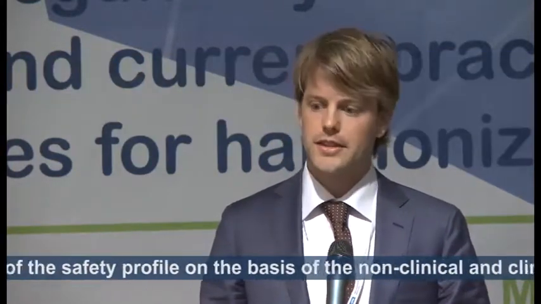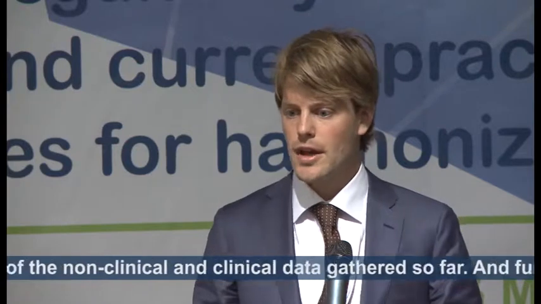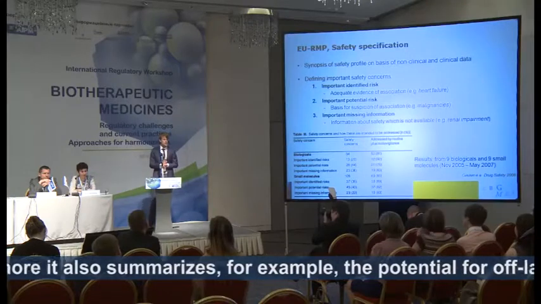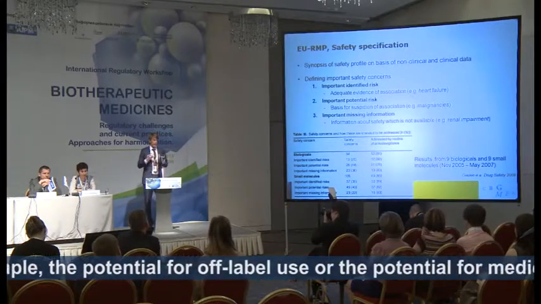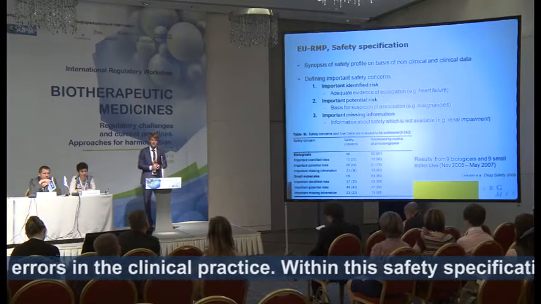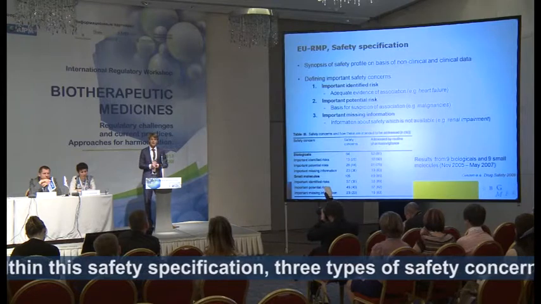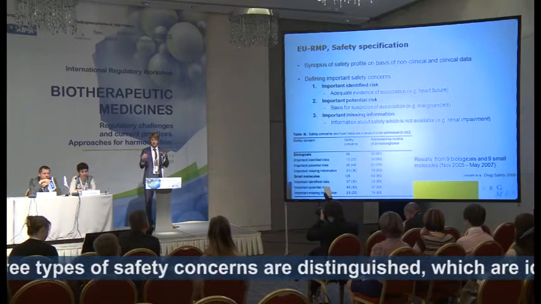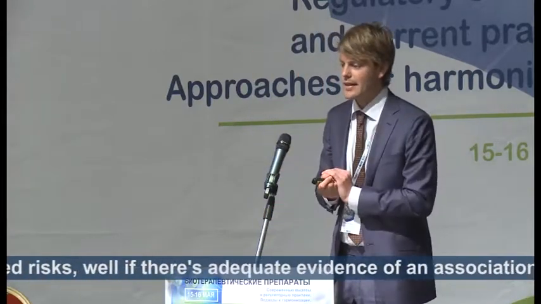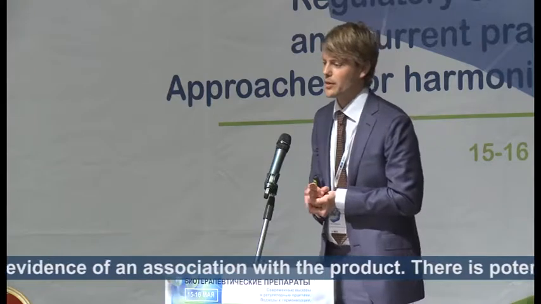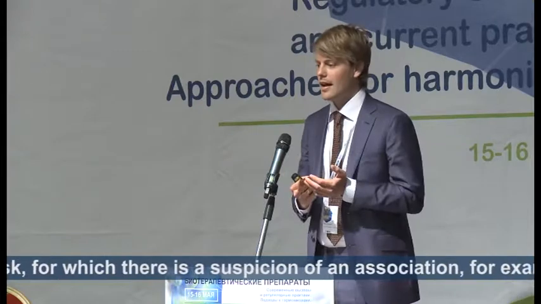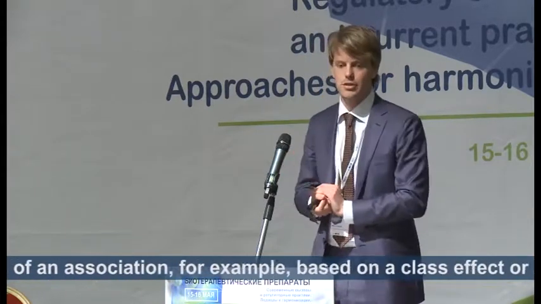Within this safety specification, 3 types of safety concerns are distinguished. These are identified risks, for which there is adequate evidence of an association with the product. There are potential risks, for which there is a basis for suspicion of an association, for example based on a class effect or on non-clinical data, but which was not confirmed in clinical trials. And lastly, there is important missing information, which is safety data that is not available at the time of registration, for example safety in renally impaired patients due to the exclusion criteria.